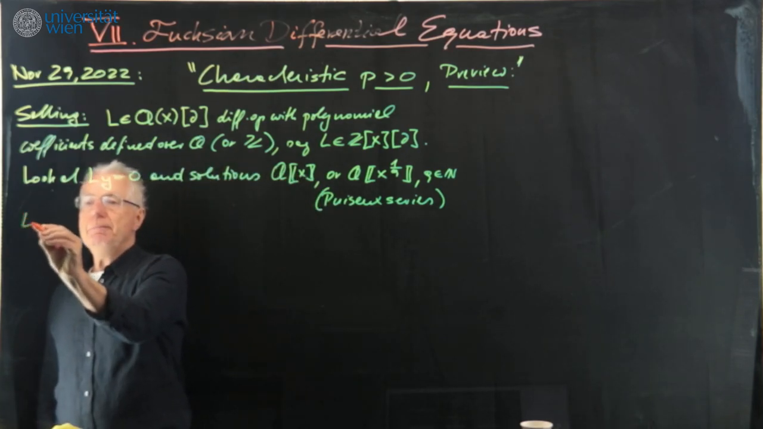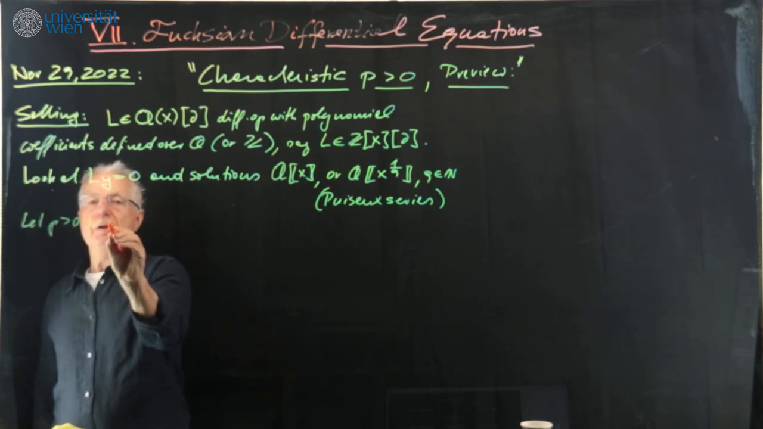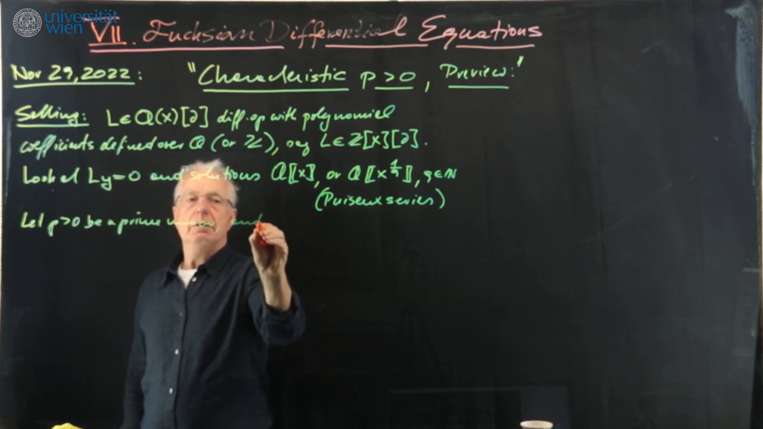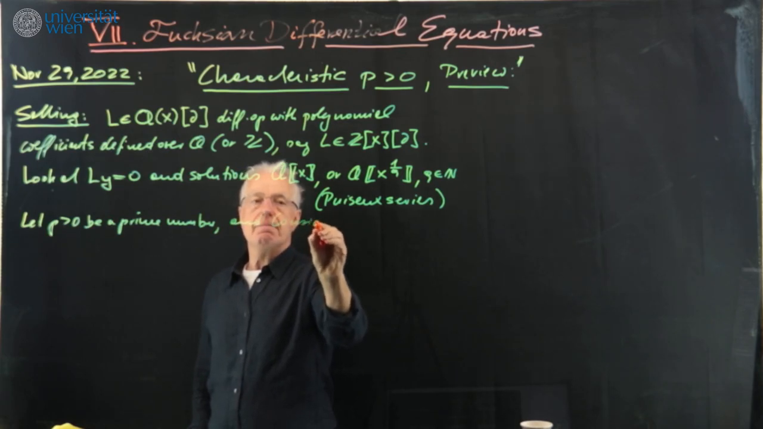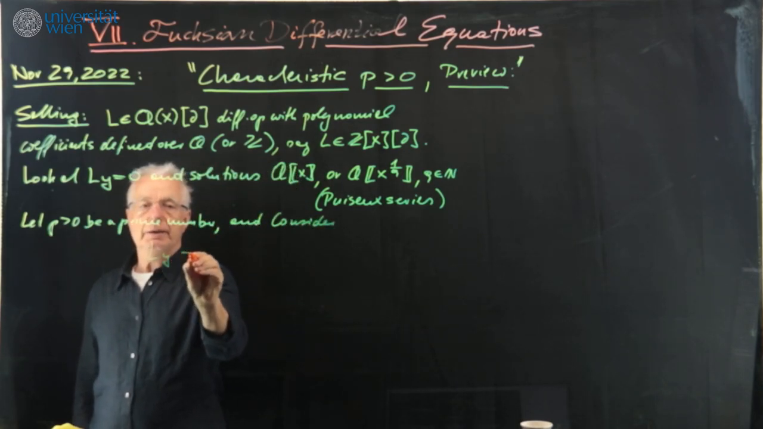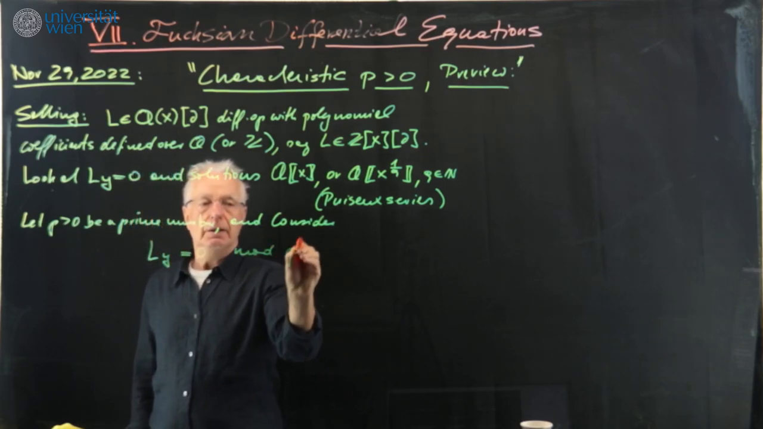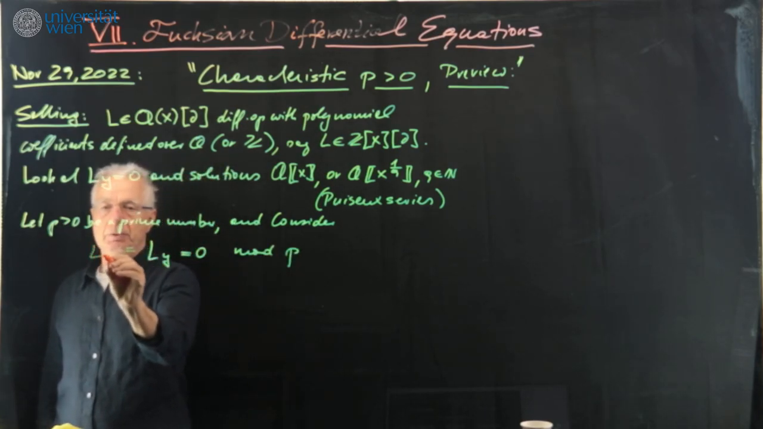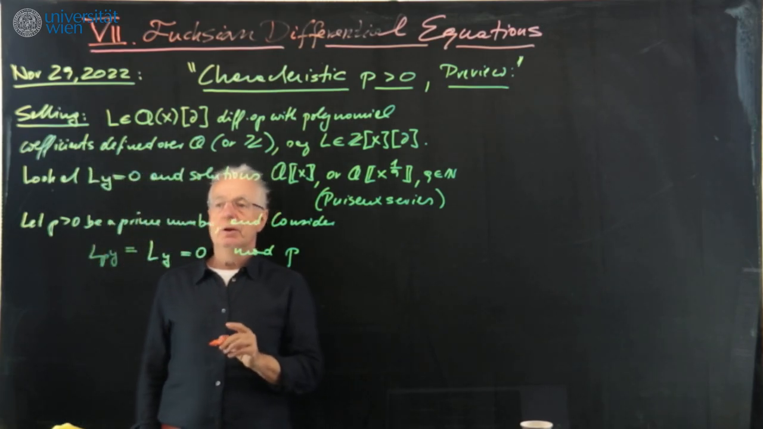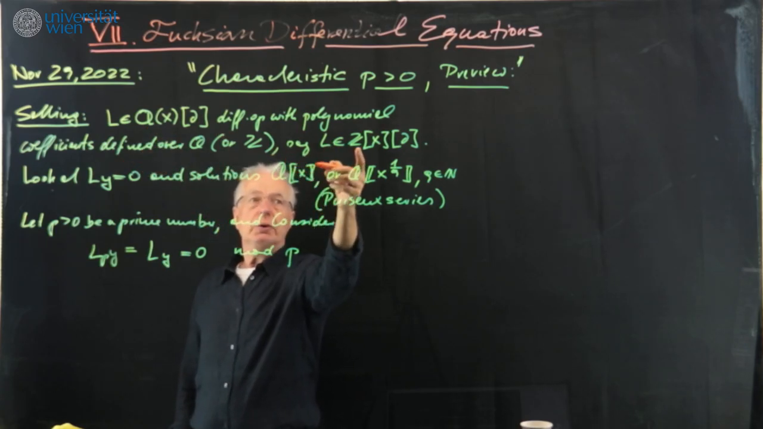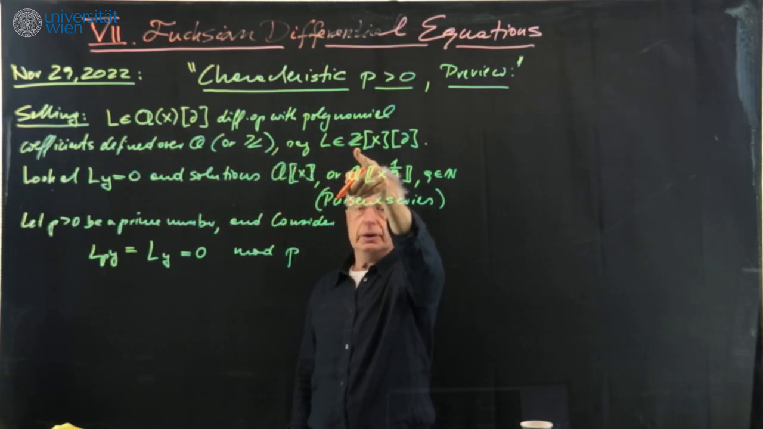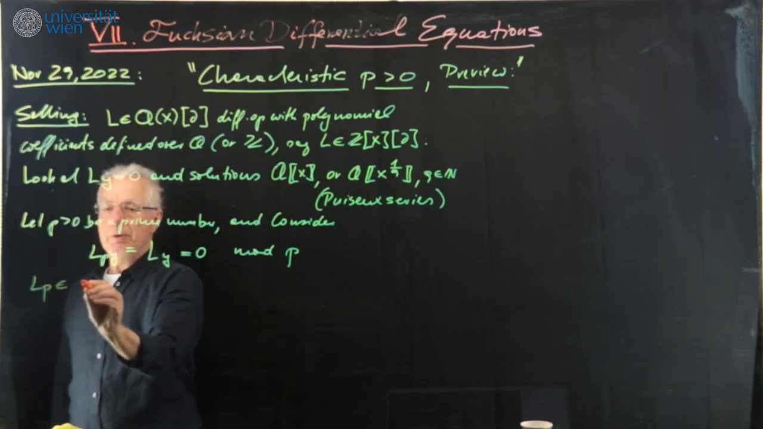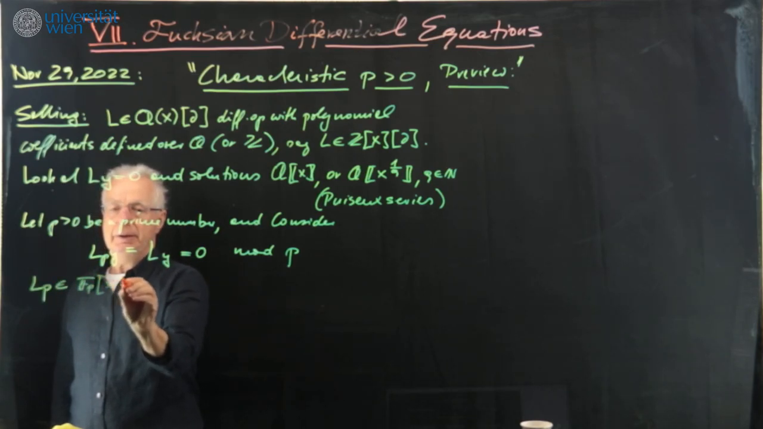Now let P be a prime number, and consider now Ly equals 0 mod P. I will add mod P, but you could also, if you prefer, add an index here, L_P y. So what does this mean? You take all the coefficients of L which are integers and you just take the residue class modulo P. So this L_P will then be in F_P[x]⟨∂⟩.